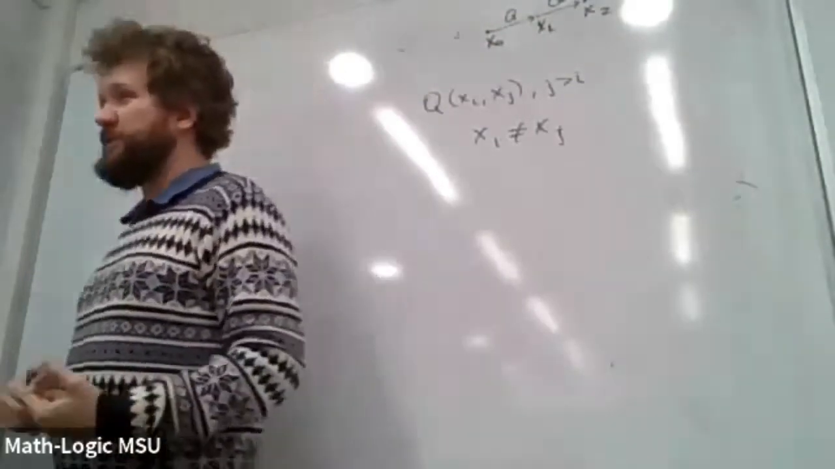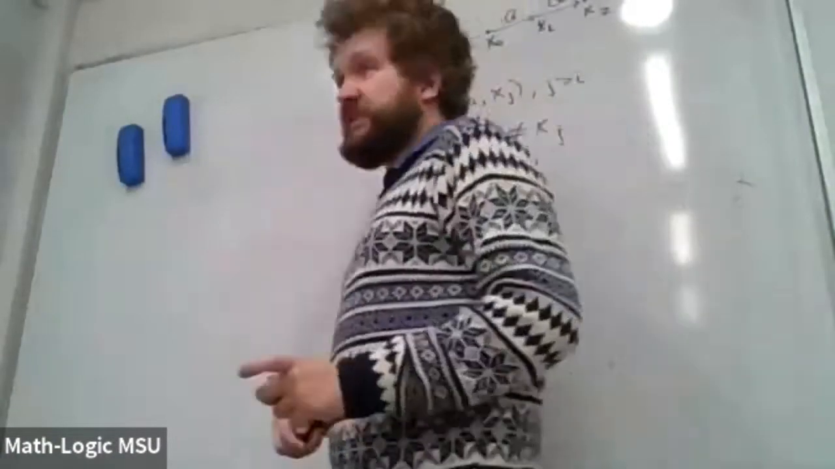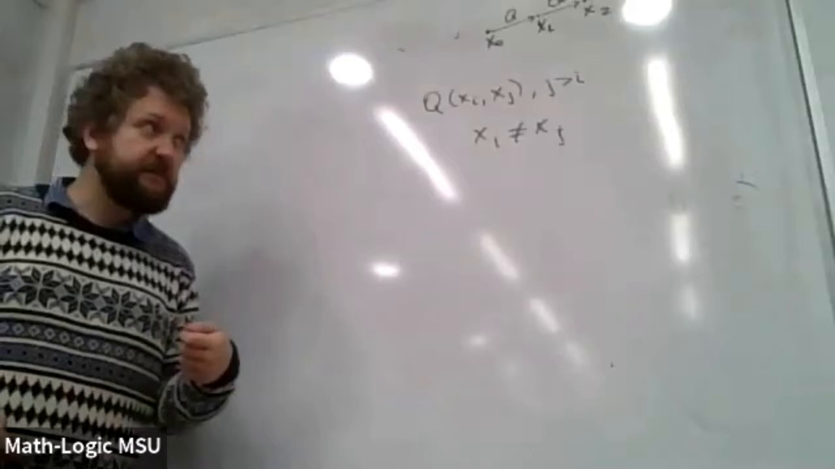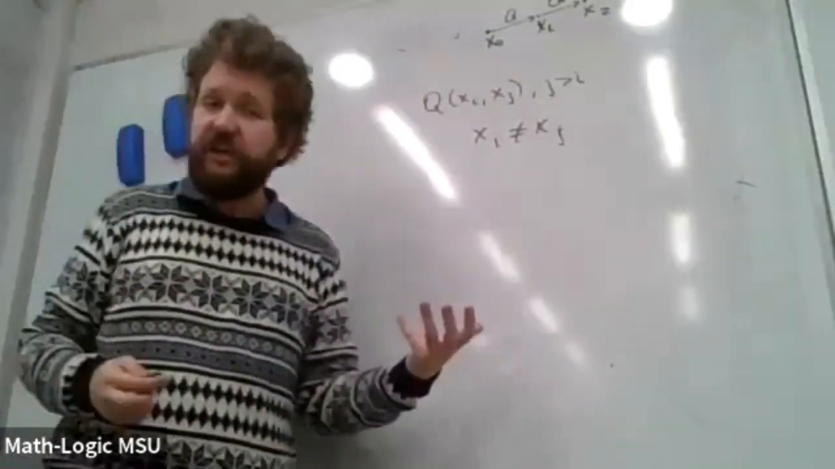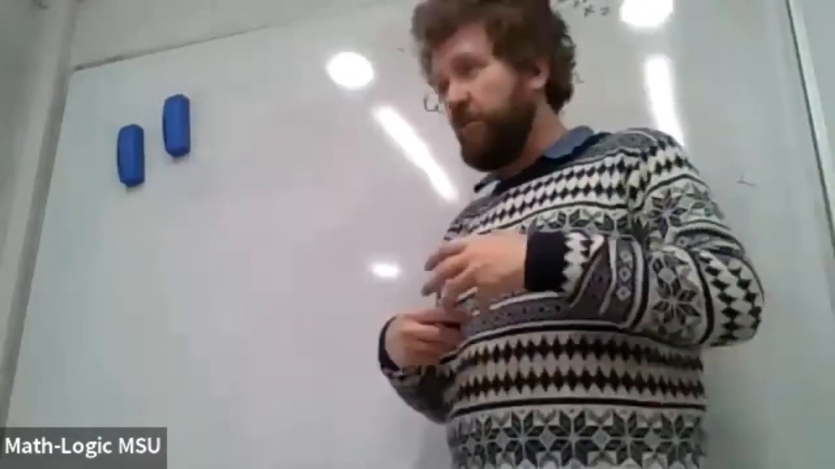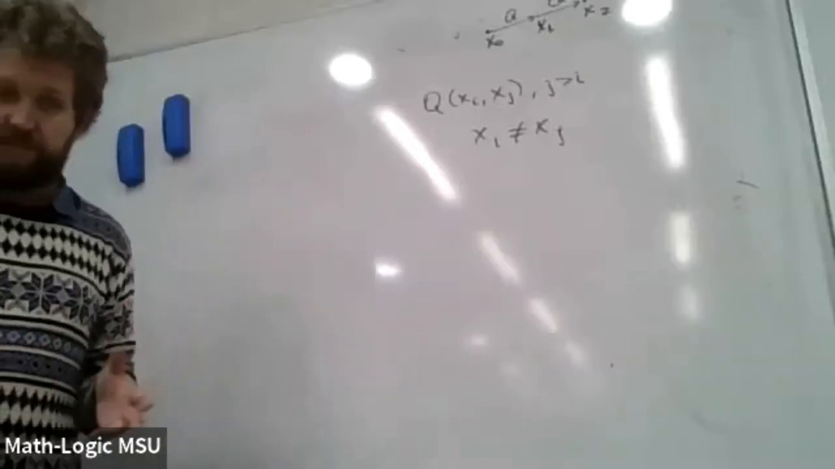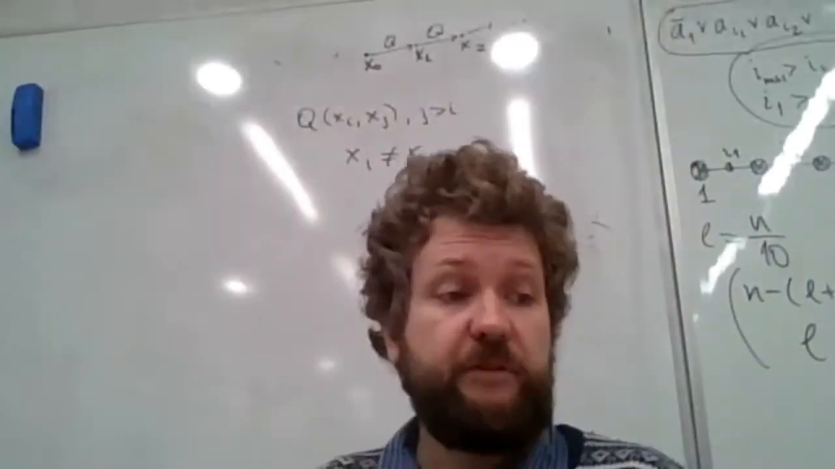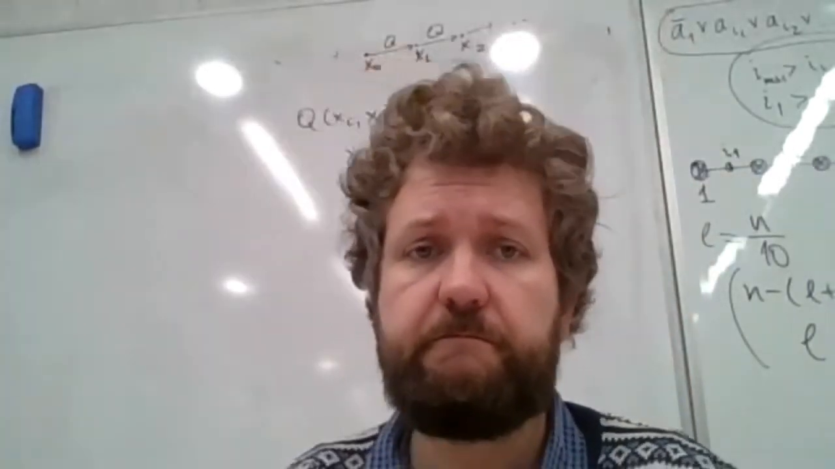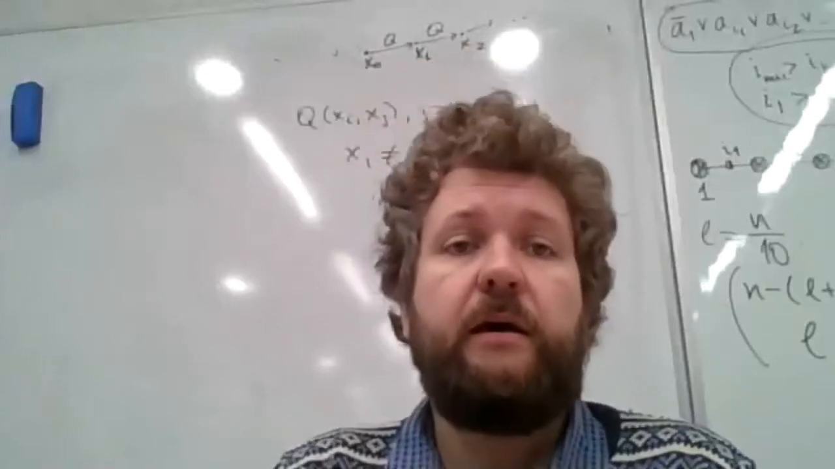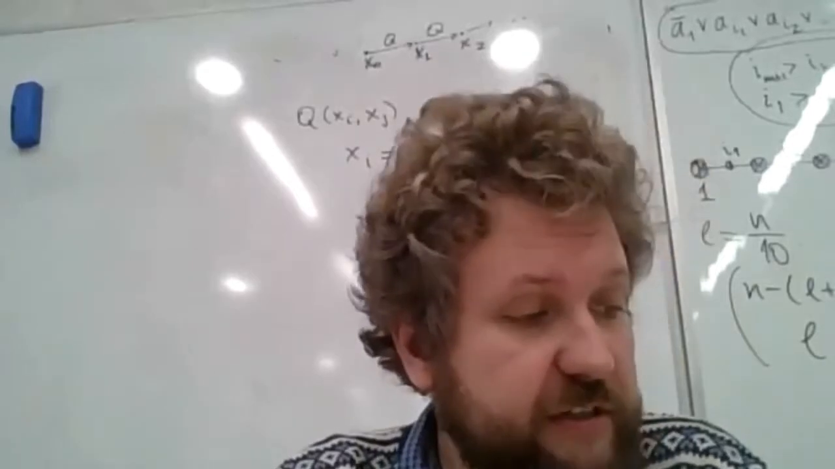Because of the strict inequality, it's irreflexive, so xi cannot be the same as the next one, xi plus 1, and it is transitive, so it could not be the same as something else. So we have an infinite countable chain of different elements, all different, therefore this model should be infinite. Okay, so we've finished with task number three.